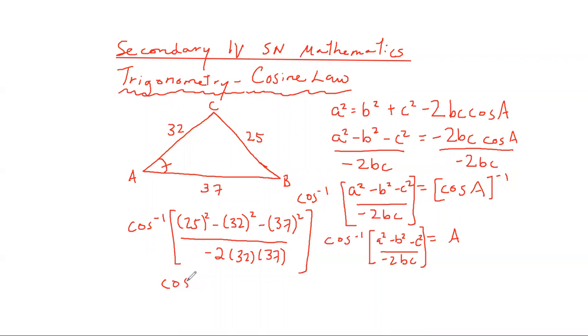This ends up being cos to the minus 1 of 0.74662 is equal to A. And my angle A is approximately, well, let's do approximately 41.7 degrees, which looks fairly accurate to the drawing. So that in a nutshell are the two varieties to cosine law.